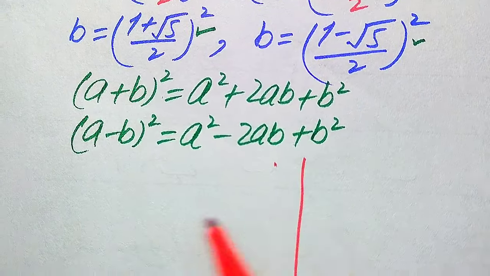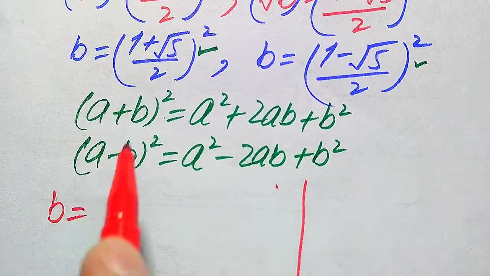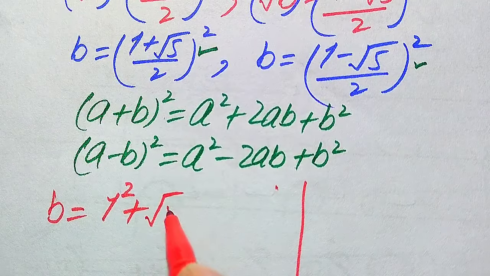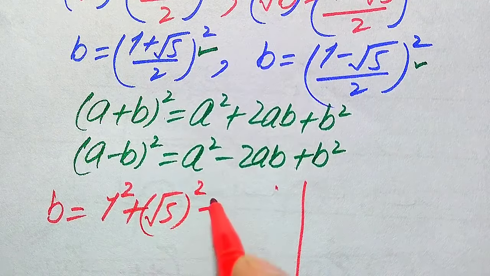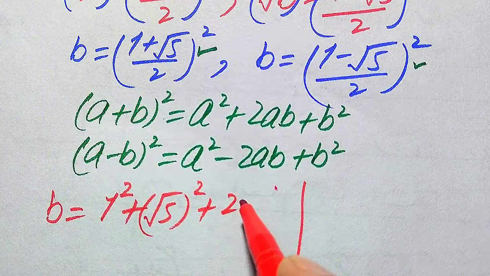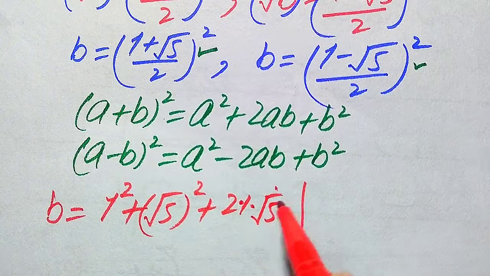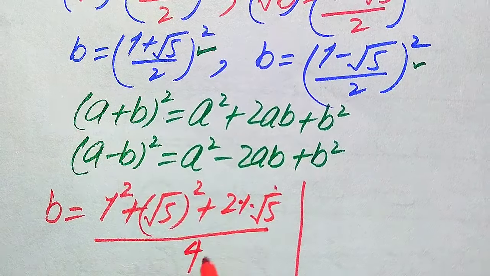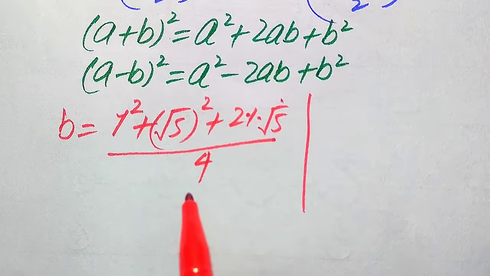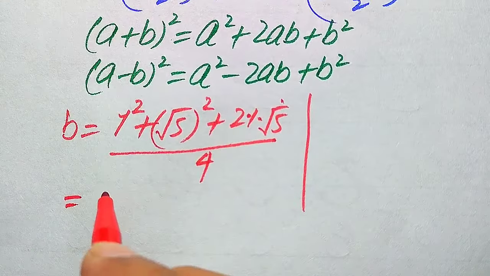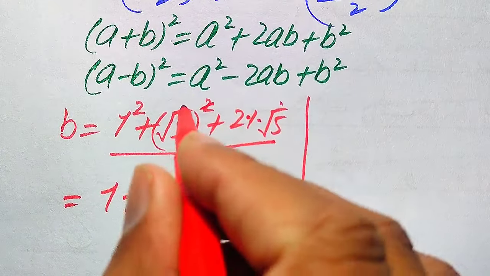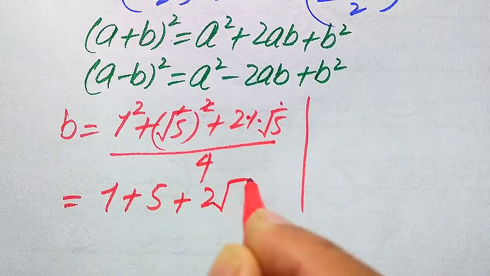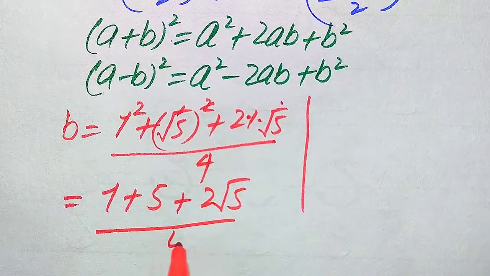After applying these formulas we write our equation as b equals, after applying this here, 1 square plus square root of 5 square plus 2 times 1 into square root of 5, divided by 2 square, and 2 squared becomes 4. So first we need to simplify this term, and we get 1 square becomes 1 plus, the 2 and square root are gone, and we get 5 plus 2 times square root of 5 divided by 4.